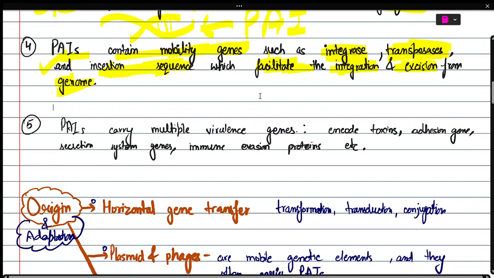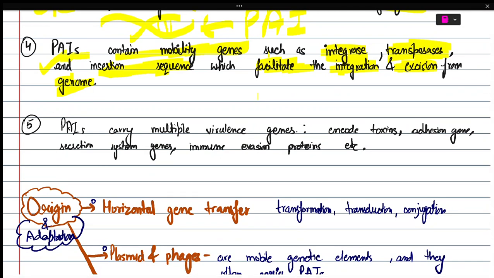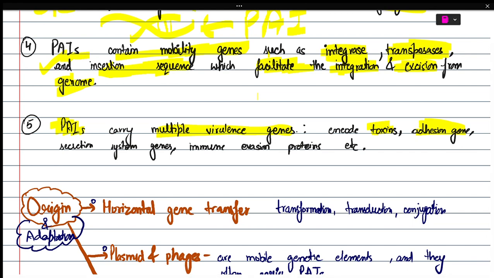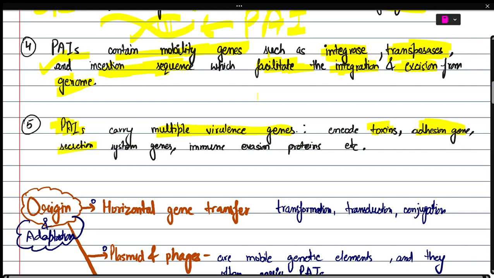That is your fourth point. And if you talk about the fifth point, then in the fifth point, we are going to talk about virulence genes. So PAIs carry multiple virulence genes that can encode toxins, and adhesion genes, which can help in adhesion of the bacterium to the host cell. Then it can contain many secretion system genes.